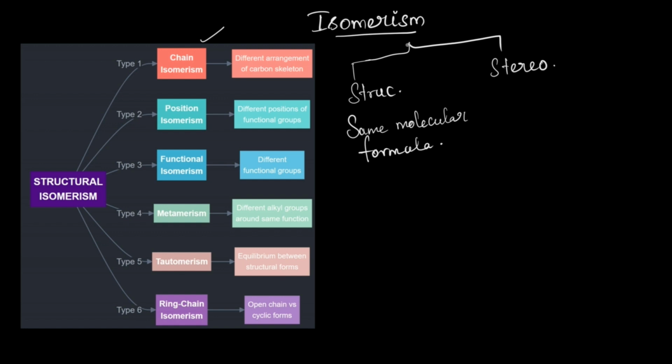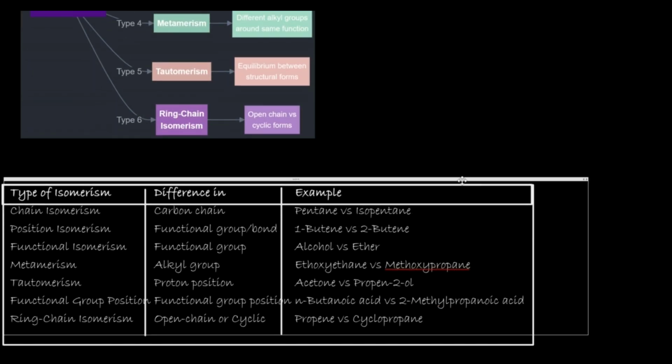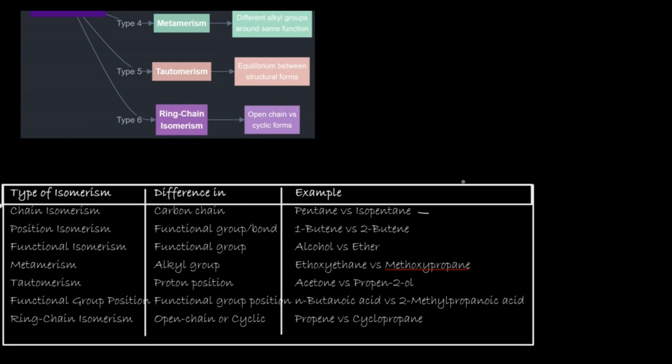How, ma'am? Yes, we'll come to that. Chain isomerism, you can see the examples over here, that is pentane and isopentane. Pentane, you can write how many carbons? 5 carbons, CH3, CH2, CH2, CH2 and CH3. Talking about isopentane, iso means 2 CH3 group attached with 1 carbon, isn't it? So isopentane structure is CH3, CH, CH3, CH2, CH3, right?